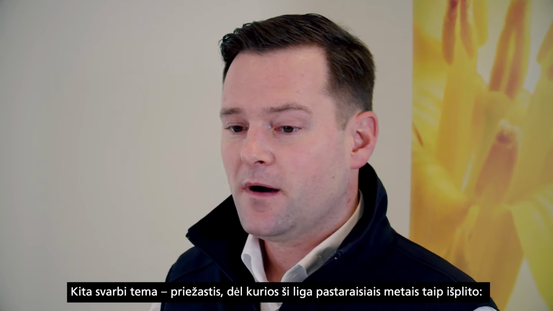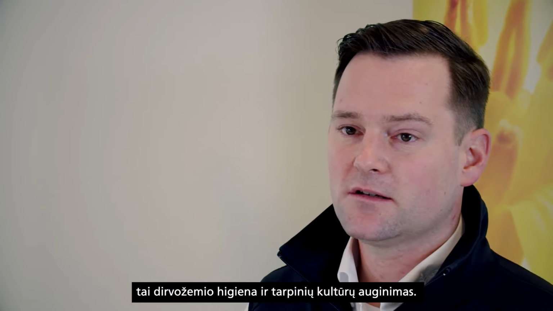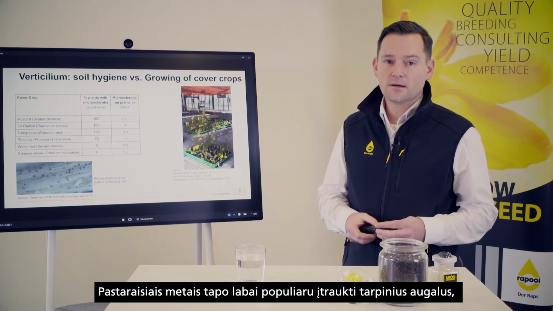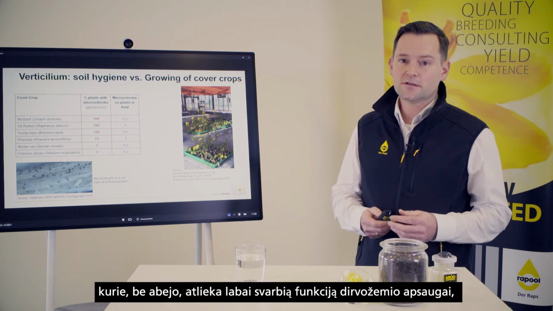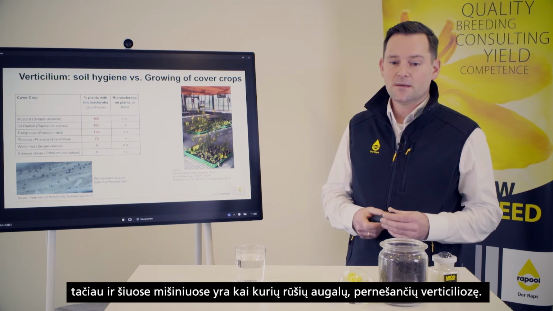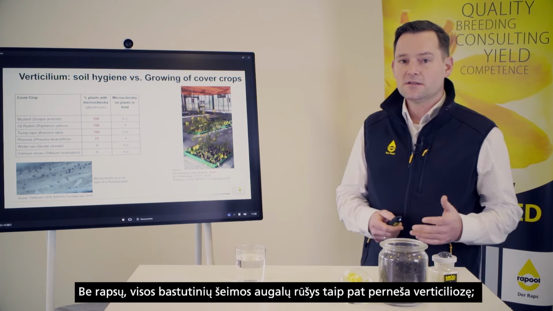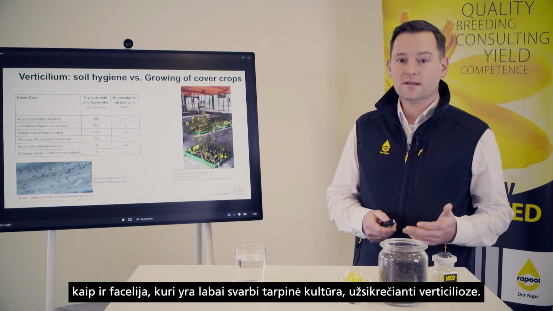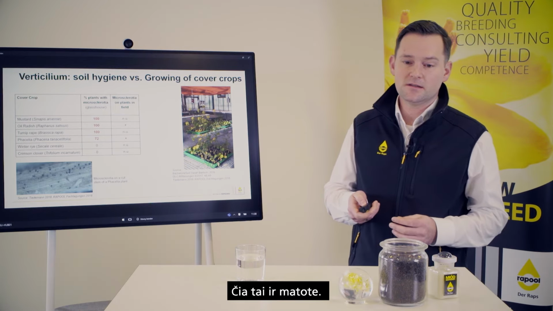Another important topic why this disease has grown over the last years is soil hygiene and growing of cover crops. Mixtures of cover crops got very popular over the last years. They have very high functions for the soil, of course, but in these mixtures there are also some types of plants that carry verticillium disease. Besides oilseed rape, all the brassicas carry verticillium wilt, but also Phacelia, a very important cover crop, can be attacked by verticillium. And you can see it here.